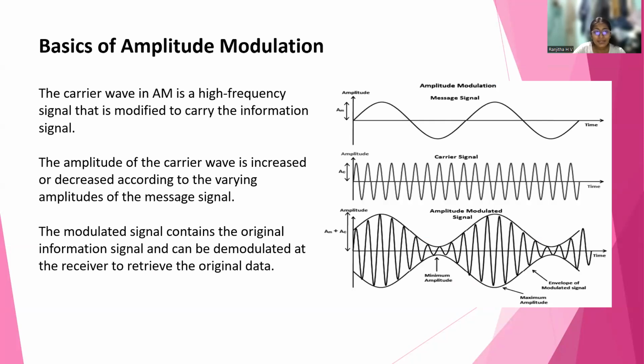Basics of amplitude modulation. The carrier wave in amplitude modulation is a high frequency signal that is modified to carry the information signal. The amplitude of the carrier wave is increased or decreased according to the varying amplitude of the message signal. The amplitude modulated signal contains the original information and can be demodulated to reverse it to the original data.